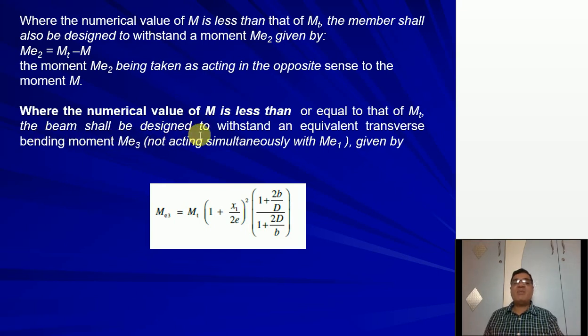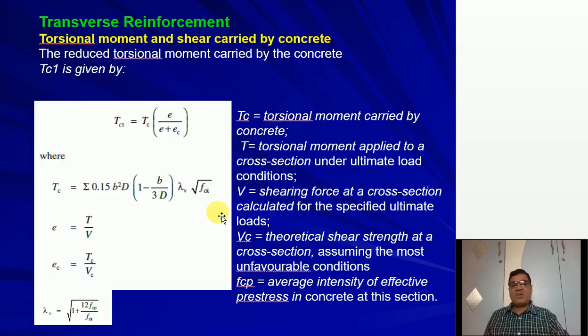The beam shall be designed to withstand an equivalent transverse bending moment ME3, not acting simultaneously with ME1, given by. That means we have to design that section for ME1, ME2 and ME3. So ME3 is given by this equation. Well, that was related to the longitudinal reinforcement.